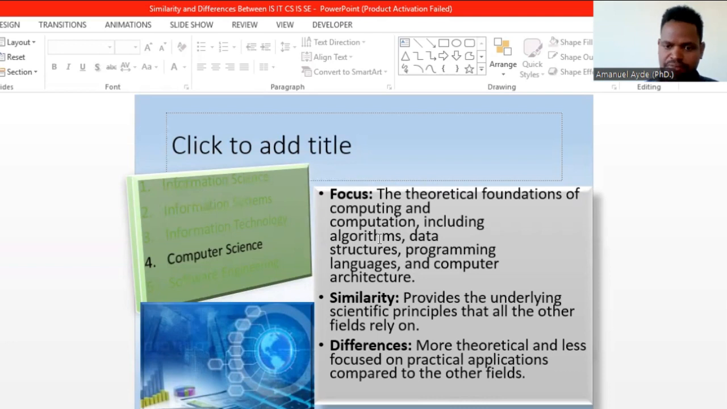The other one is the difference. It's more theoretical and less focused on practical application compared to the other fields. Information technology is more focused on the application area, but computer science is not; it brings some model or principle that can support the application, how it can be applied in the real environment. That's the intention behind computer science.